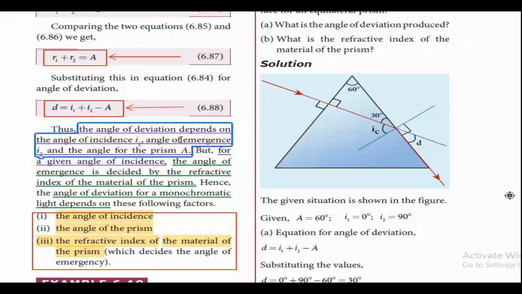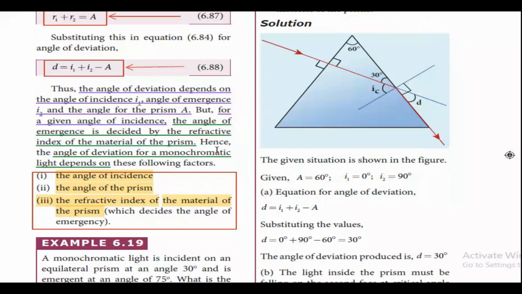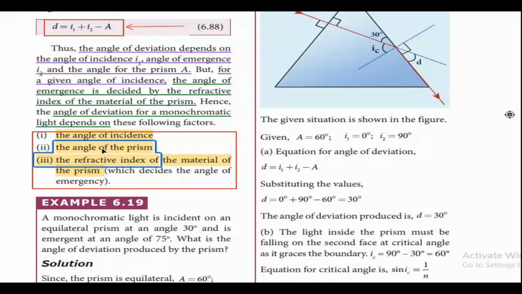Thus the angle of deviation depends on the angle of incidence I1, the angle of emergence I2, and the angle of the prism A. But for a given angle of incidence, the angle of emergence is decided by the refractive index of the material of the prism. Hence, the angle of deviation for monochromatic light, that is for a single color light, depends on the following factors. The first one is the angle of incidence, next the angle of the prism, and next the refractive index of the material of the prism, which decides the angle of emergence.